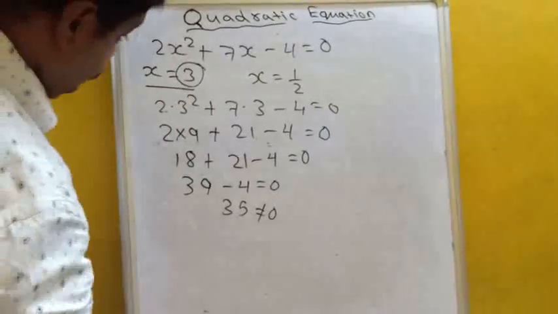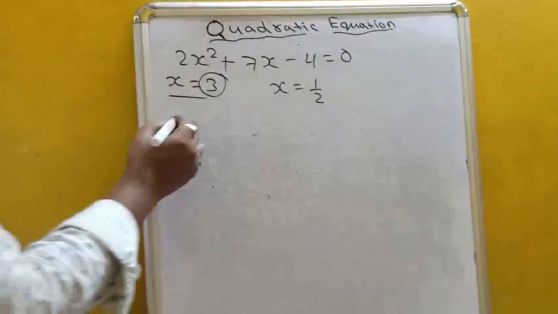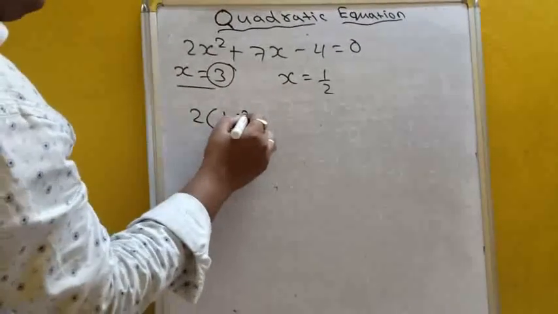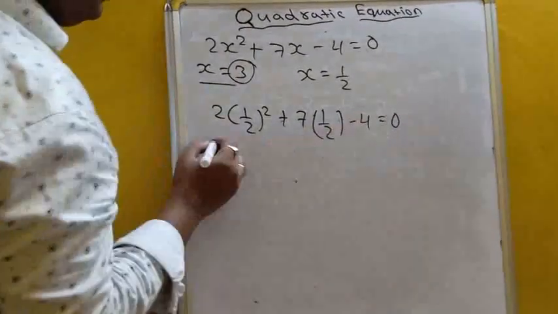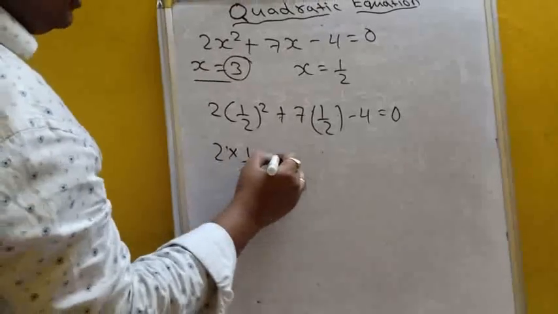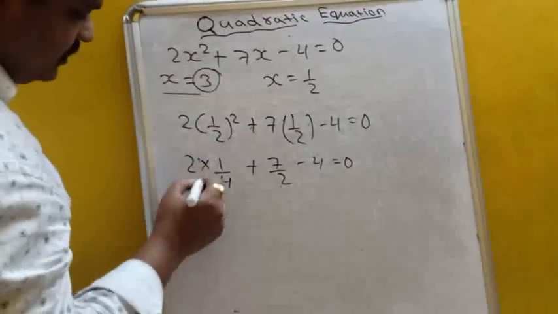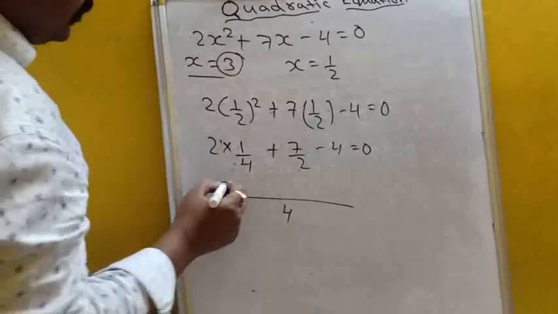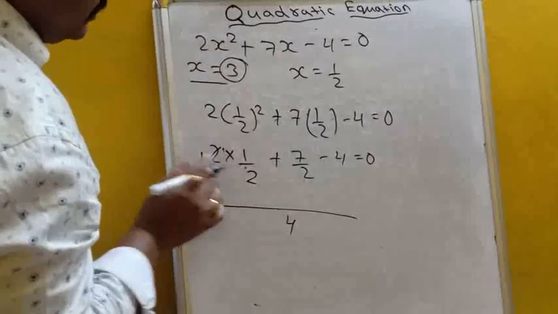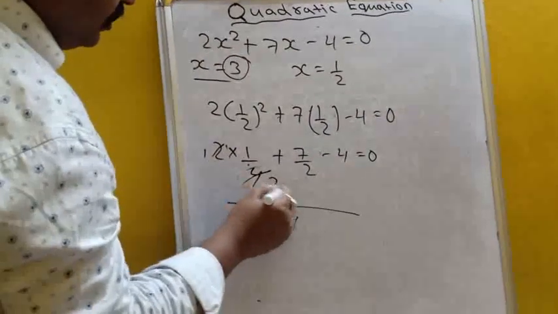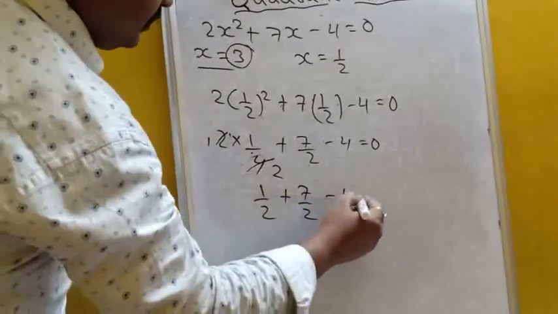Now check whether x equal to 1 by 2 is the solution or not. You just put 1 by 2 instead of x. So 2 into 1 by 2 square plus 7 into 1 by 2 minus 4 equals to 0. So 2 into 1 by 4 plus 7 by 2 minus 4 equals to 0. Here I take the LCM as 4. Or otherwise you can cut: 2 ones are 2, 2 twos are 4. Then you write 1 by 2 plus 7 by 2 minus 4 equal to 0 or not.